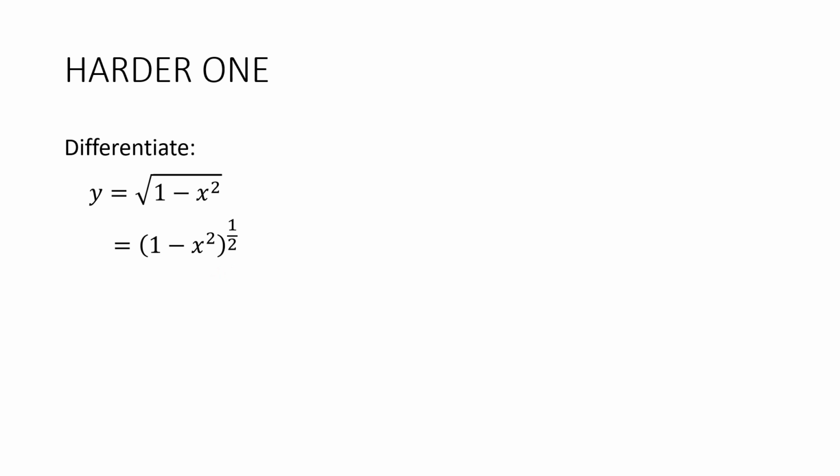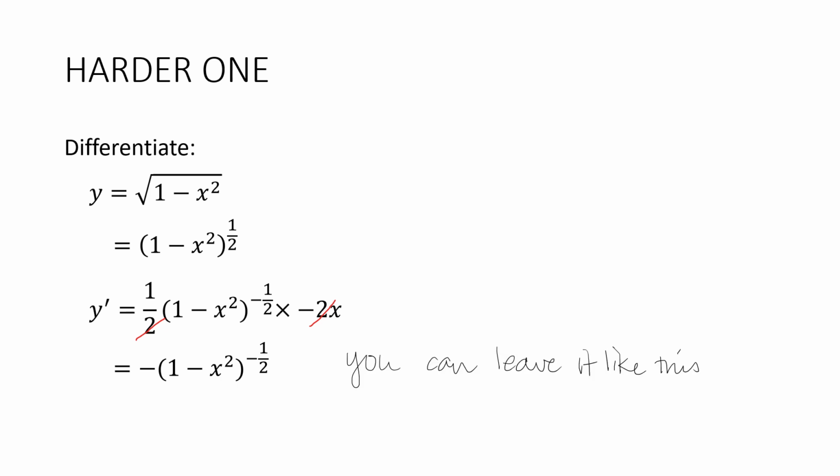So this is what we end up with. So the half comes down, see? 1 minus x squared to the power of negative half multiplied by negative 2x. Now, tidying that up, we end up with negative x and then 1 minus x squared all to the power of negative half. Now, we can leave it like this, it's no problem at all, or we can put it back the way we found it.